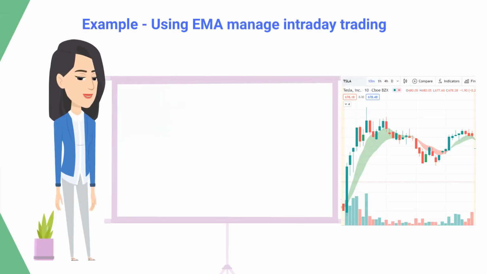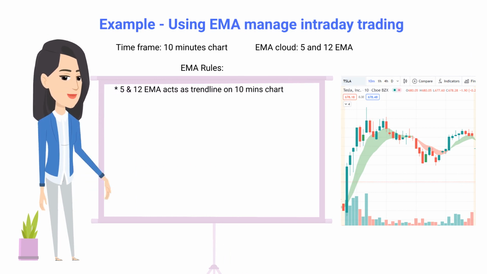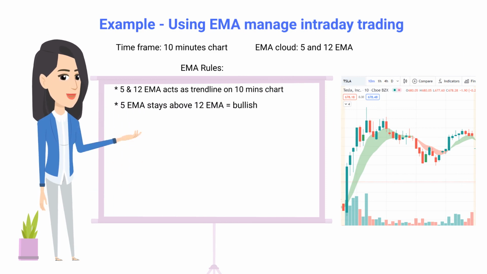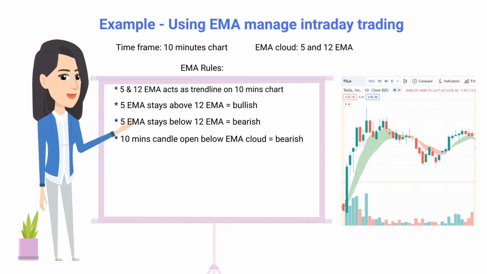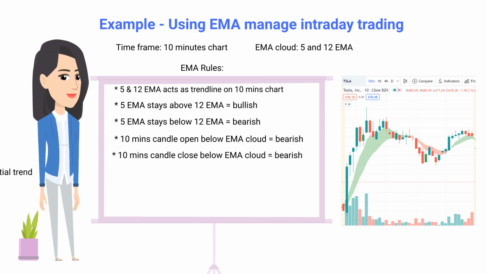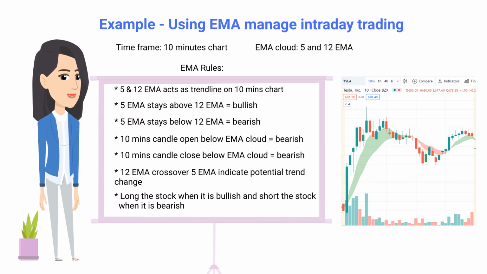EMA acts as a trend line on the 10 minutes chart for intraday trading. The uptrend stays intact as long as the 5 EMA stays above the 12 EMA or the 10 minutes candle does not open or close below the EMA Cloud. When the 12 EMA crosses over the 5 EMA, it indicates a potential trend change. The rule of thumb is that you long a stock as long as the 5 EMA is above the 12 EMA, and you short the stock when the 12 EMA crosses over the 5 EMA.